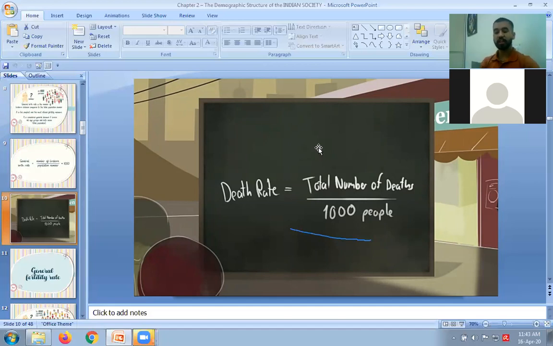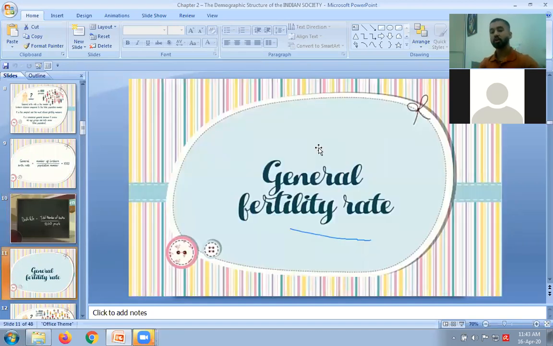It's not something that is different from birth rate. The only difference is that here we are talking about death rate. So birth rate and death rate, I'm sure it is clear to you now. And now we're going to understand the third concept of population growth, that is general fertility rate. After birth rate and death rate, we're going to understand general fertility rate.